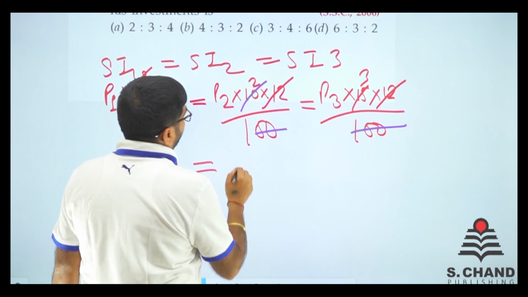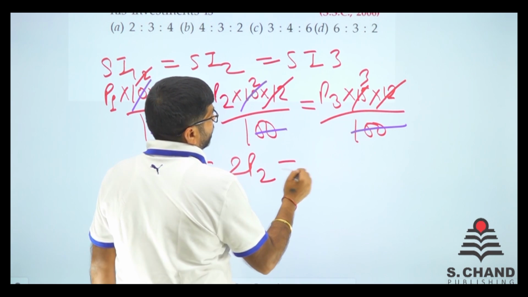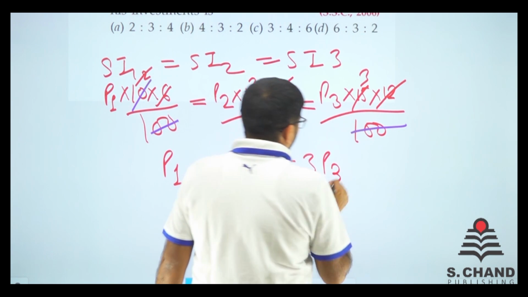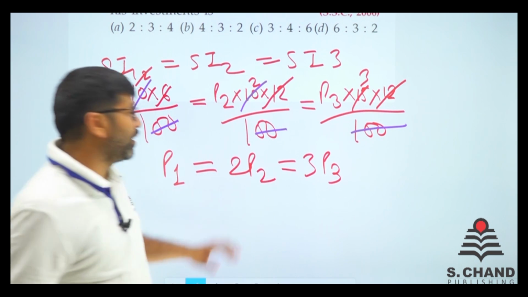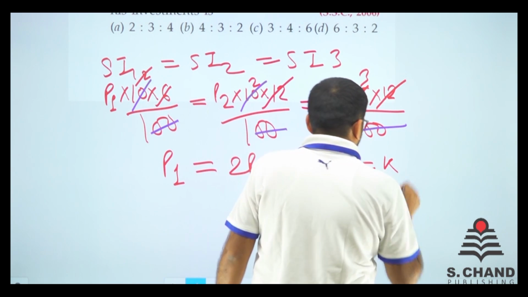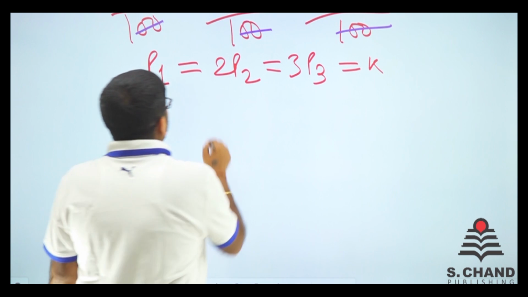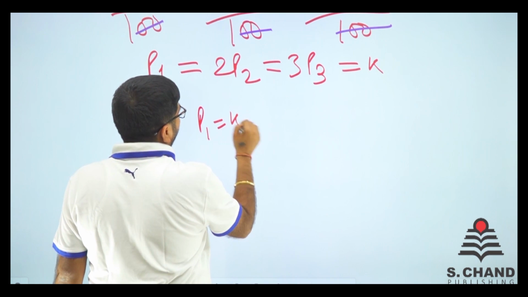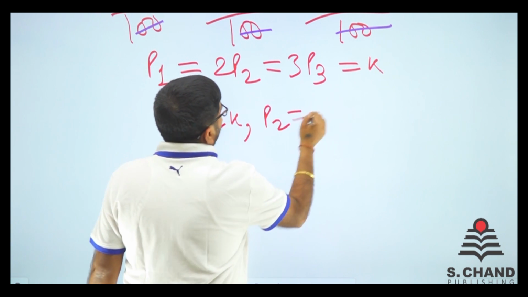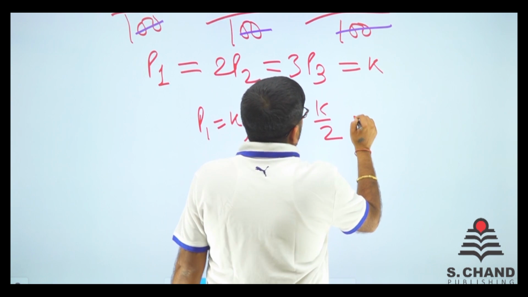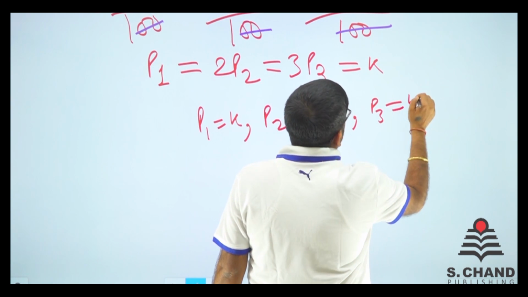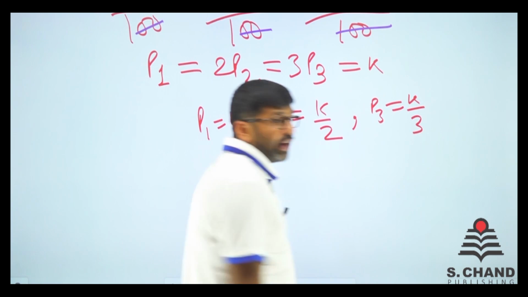P1 is equal to 2P2 is equal to 3P3. Let's say that is equal to K. So if we say P1 is equal to K, P2 is equal to K by 2 and P3 is equal to K by 3, right? That we can do.